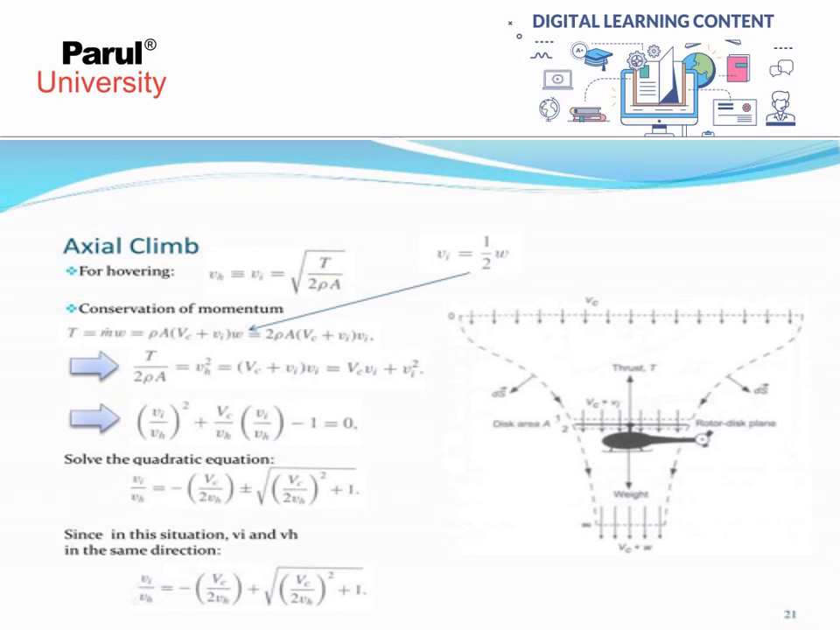Solving this quadratic equation, we get Vi by Vh equal to minus Vc by 2Vh plus or minus square root of (Vc by 2Vh) whole square plus 1. Since in this situation Vi and Vh are in the same direction, Vi by Vh is equal to minus Vc by 2Vh plus square root of (Vc by 2Vh) whole square plus 1. Right? This is the velocity ratio for axial climb in momentum theory analysis of helicopters. Right? Now we can go for the next.